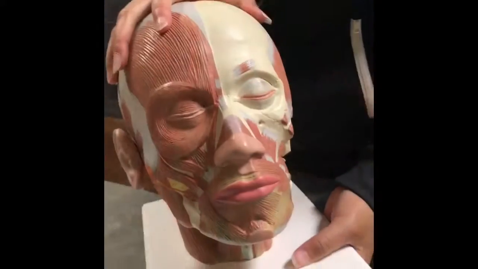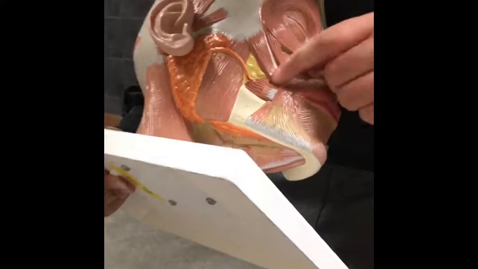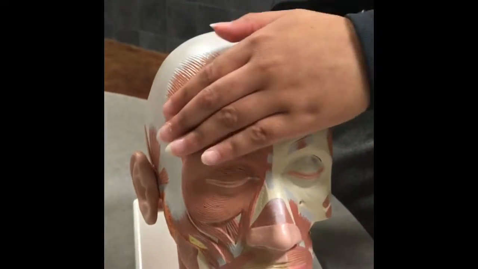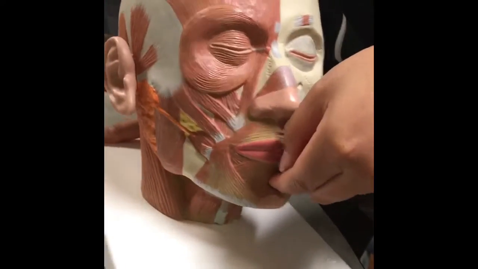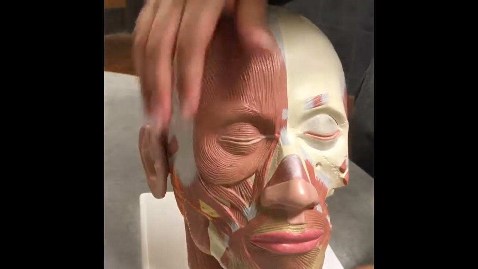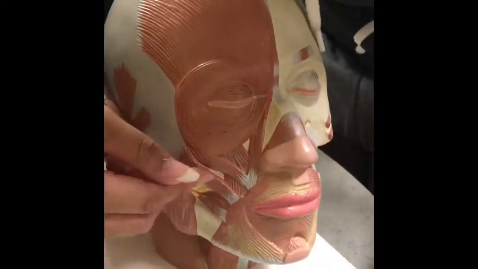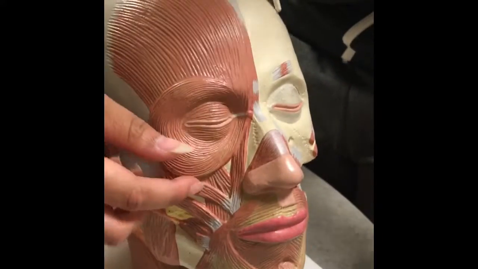We have the muscles of the head. So we have the buccinator, which is right here. You have the frontalis right here. The mentalis is right here. Then occipitalis is right here at the back. Then you got the orbicularis oris right here. You got the orbicularis oculi right here. Then at the lower, you have the zygomaticus major. You have the zygomaticus minor.